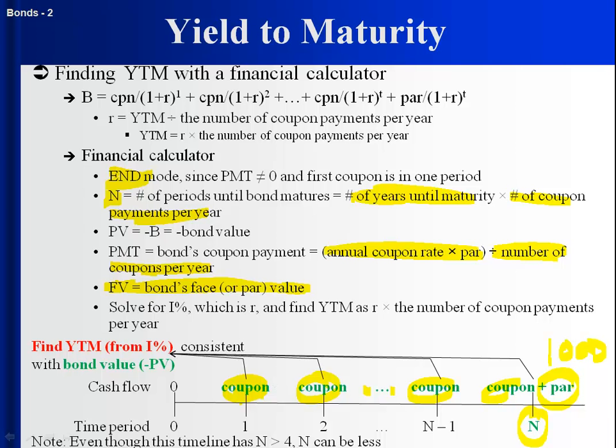We'll always have 1,000. Also, we'll always be in END mode because we always assume the next coupon's in one period. You tell the calculator what the bond value is. You put in the opposite of the bond value for PV. And then you go ahead and solve for I%. And I% is the discount rate for one of these periods. So in order to get the yield to maturity, which is annual, you need to multiply I%, which is R, times the number of coupon payments per year. So again, if you get a 6-month period, you have to double it to get it for a year. If one period's equal to a year, you've got the rate that you need.